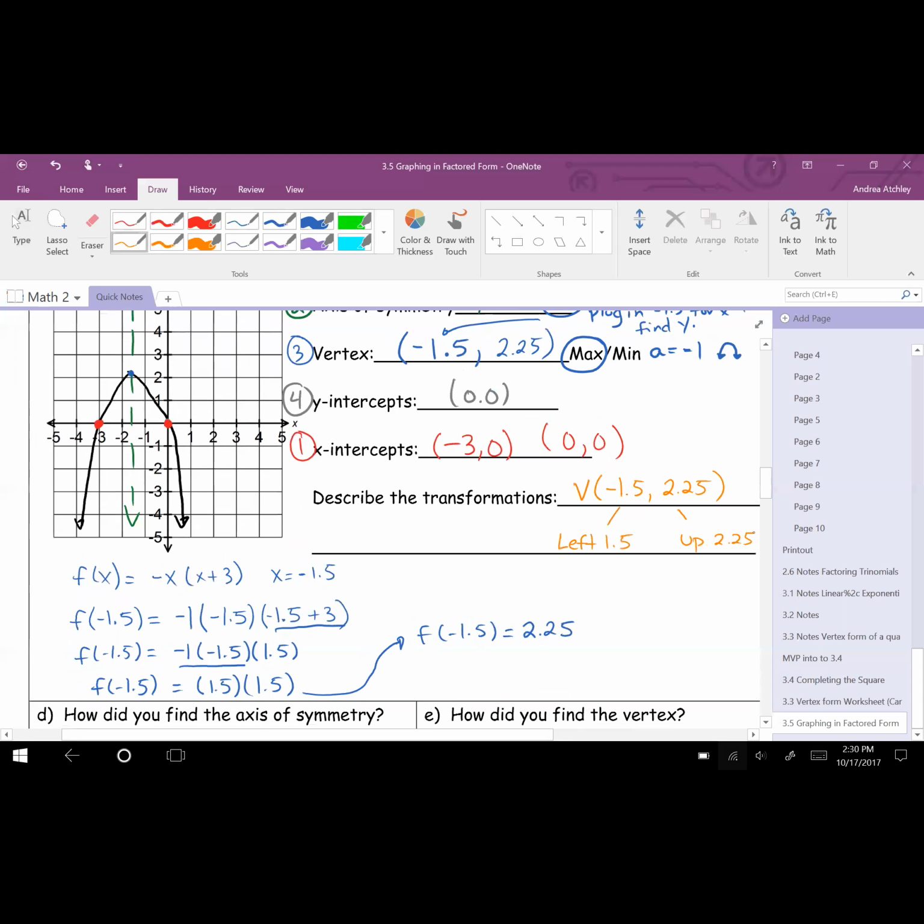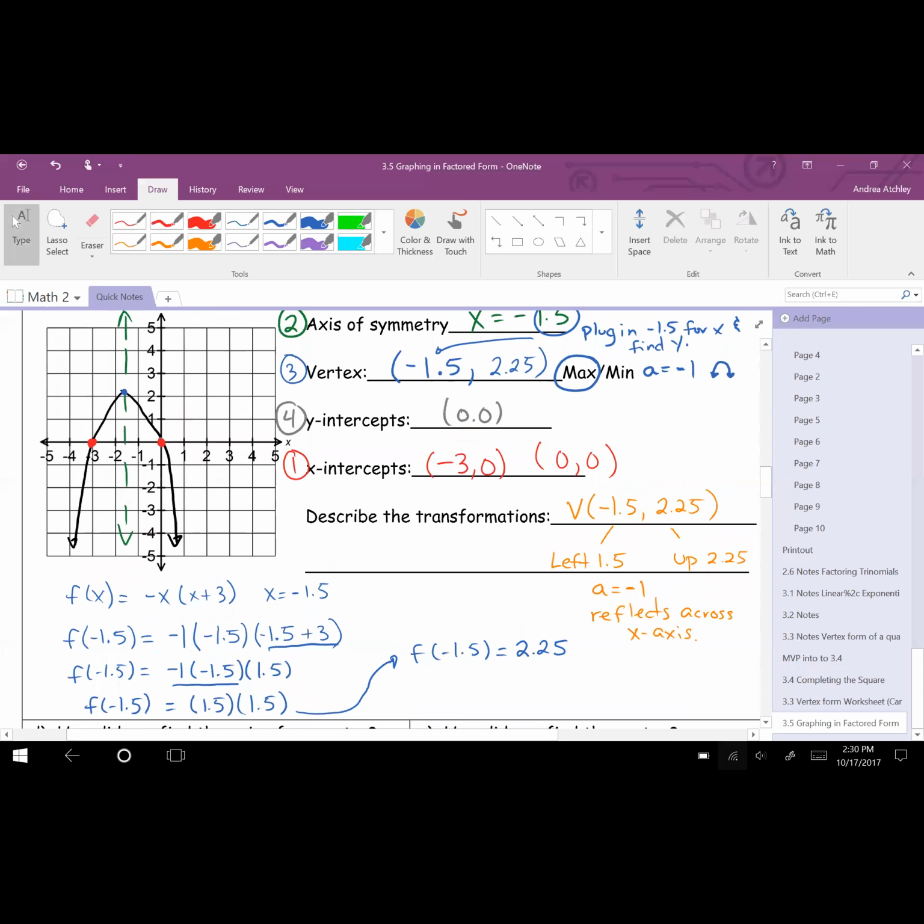Now my a value was negative 1. Does anybody remember what negative 1 means as the a value? Raise your hands. Yeah. Not a shrink, fractions shrink. Reflection, reflects across the x-axis. You guys knew that, right? We already talked about it facing down, right? So it reflects across the x-axis when it's negative. Any questions over that?